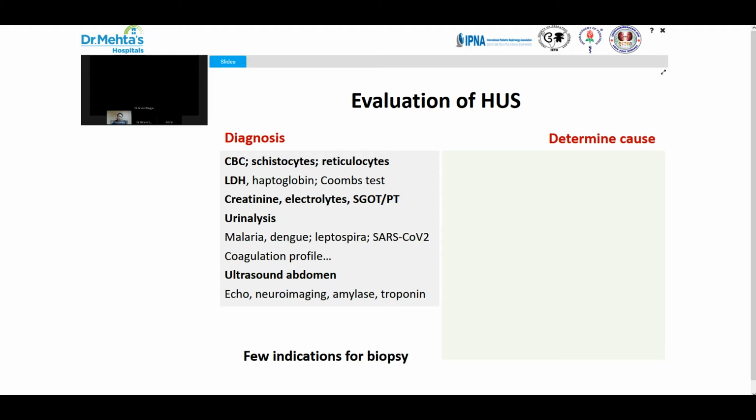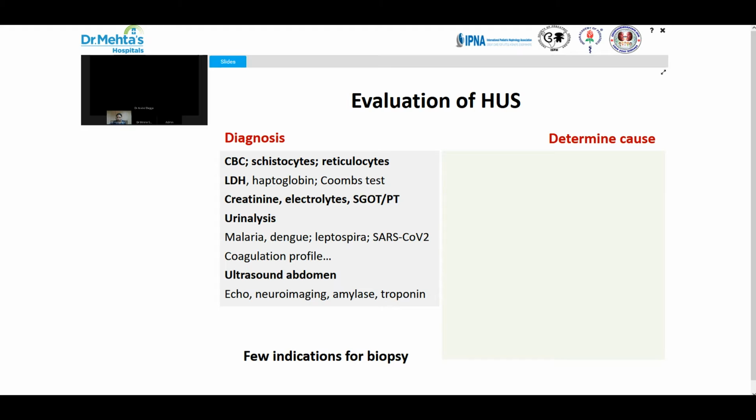One would do kidney function tests, examine the urine for protein and formed elements, and do serologies for malaria, dengue, leptospira, and now currently we would always do a serology for SARS-CoV-2 as well. Coagulation profile is usually not required unless you are suspecting a DIC-like picture. An ultrasound abdomen is obviously required if you have a child with acute kidney injury, to see if both the kidneys look normal. Echocardiography and neuroimaging are required only in specific instances.